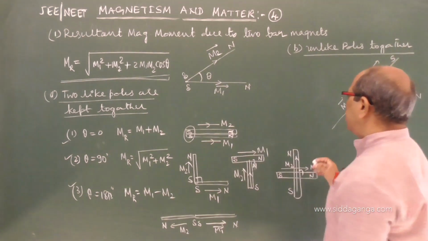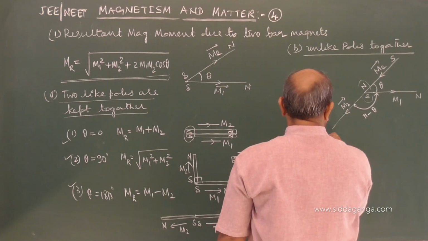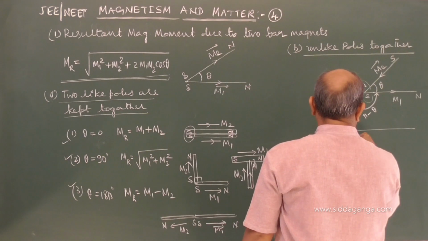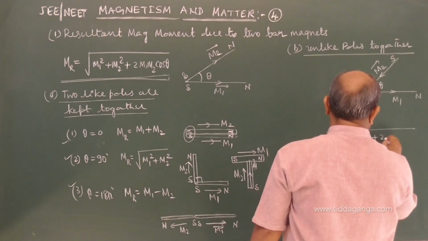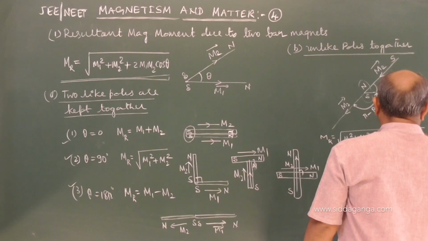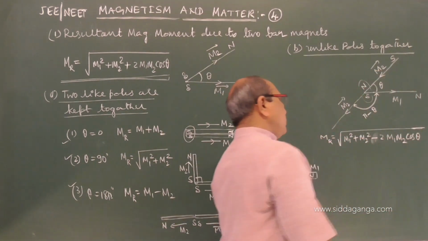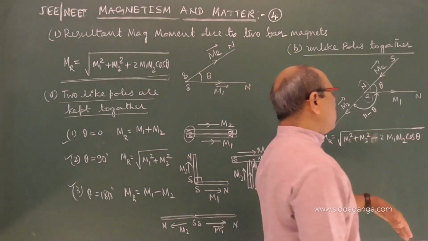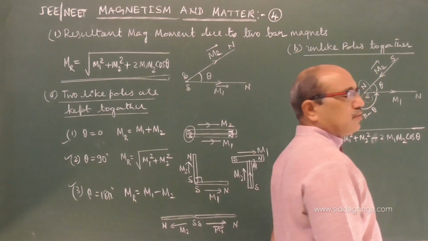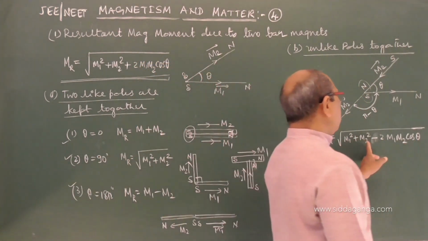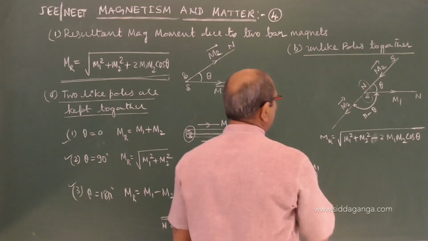In that case, the equation can be written as resultant equals root of M1 square plus M2 square minus 2 M1 M2 cos theta, because cos of pi minus theta is in the second quadrant and it is minus cos theta. Cos of 180 minus theta is minus cos theta. Thereby M1 square plus M2 square minus 2 M1 M2 cos theta.